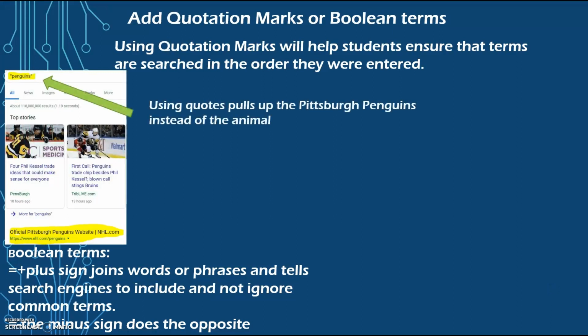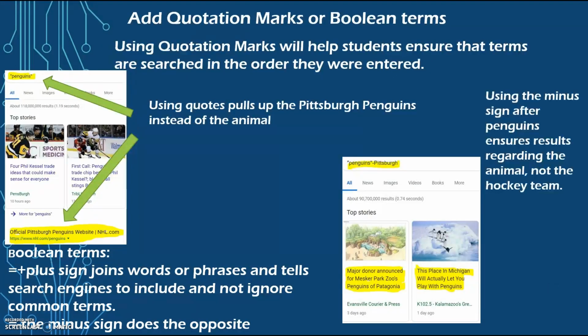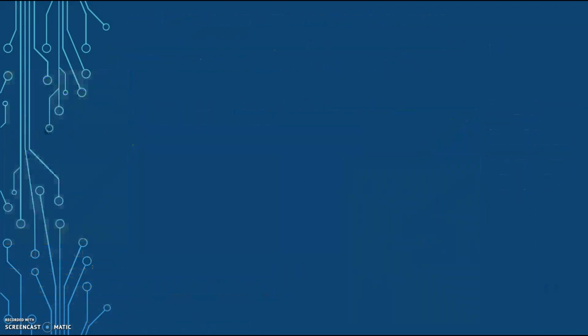Using quotes pulls up the Pittsburgh Penguins instead of the animal. The Pittsburgh Penguins are an NHL hockey team. Using the minus sign after the penguins ensures results regarding the animal, not the hockey team.